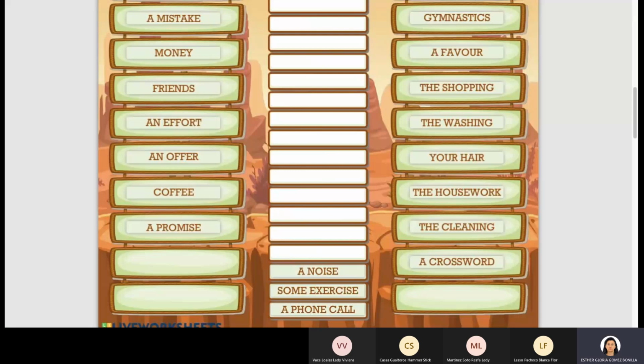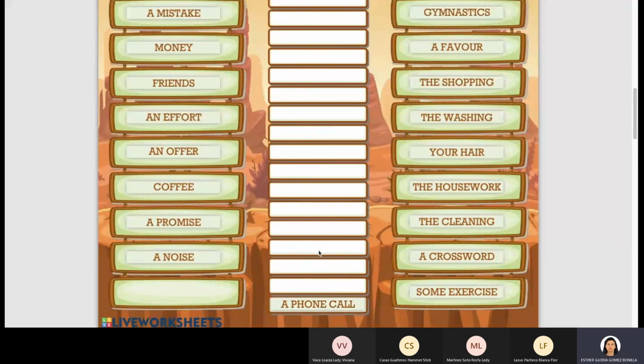Make a noise. Very good. Make a noise or make a sound. No, make a sound is with noise. Some exercise. Do, teacher. Do some exercise. Very good. And a phone call. Make a phone call or do a phone call? Make, teacher. Make a phone call.